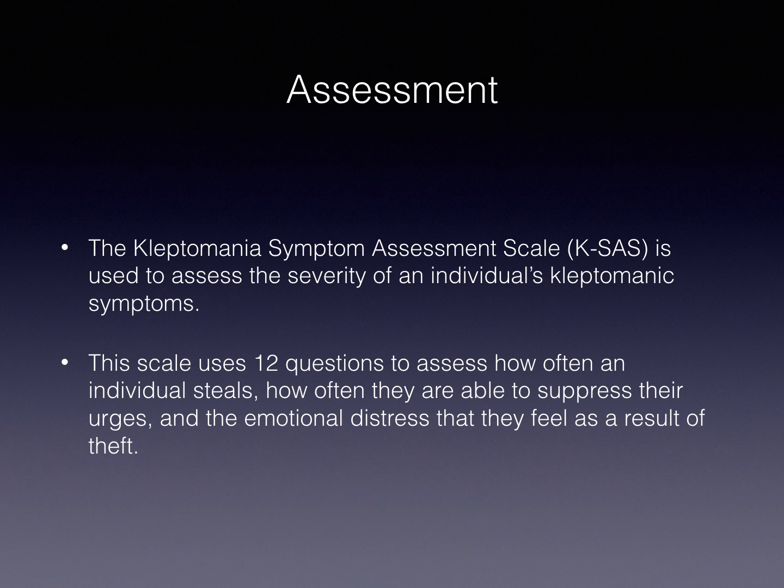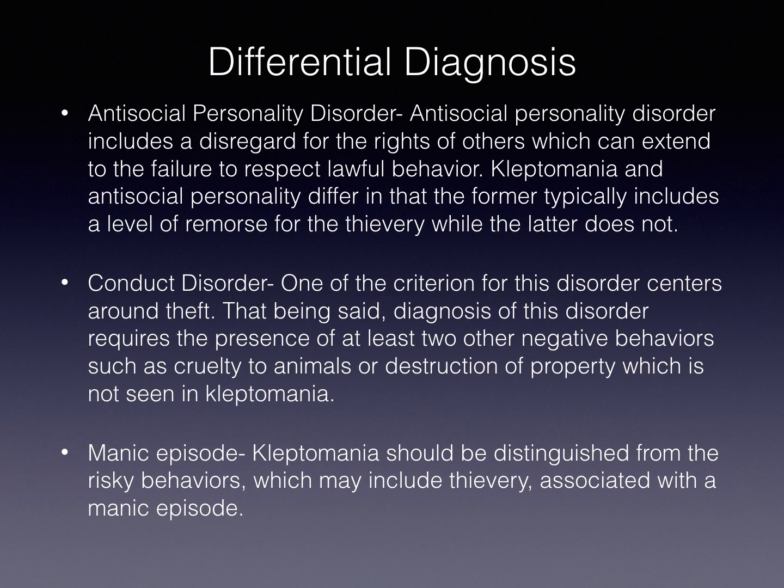All right, next we'll go over the differential diagnoses that might be identified when trying to diagnose kleptomania. So, really, the big one is antisocial personality disorder. We've kind of gone over this. But this one includes a disregard for the rights of others, which can extend to the failure to respect lawful behavior. Kleptomania and antisocial personality disorder differ in that the former typically includes a level of remorse for the thievery, while the latter does not.